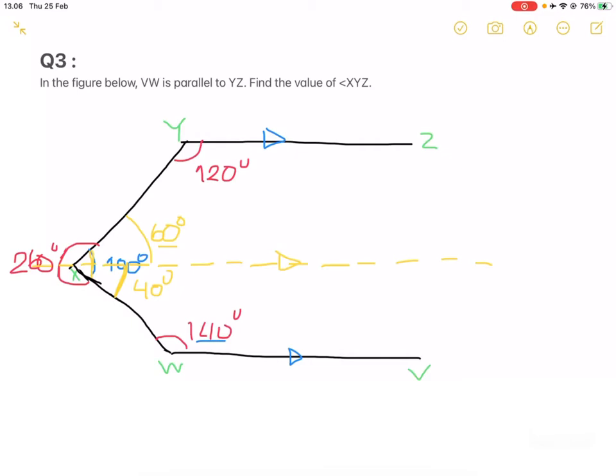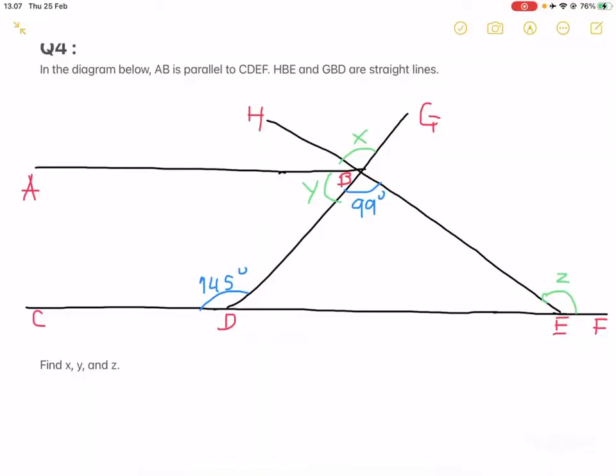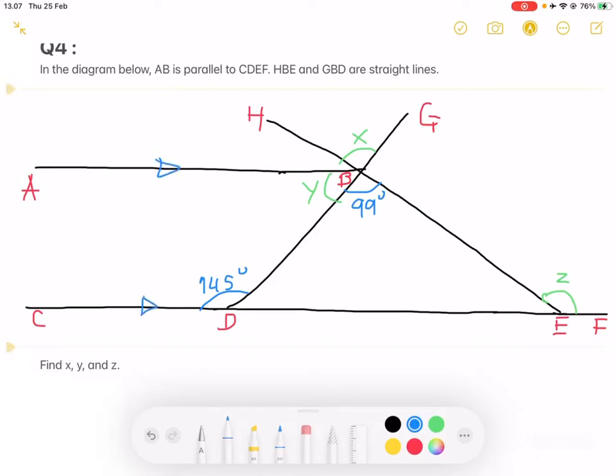So anyways, let's jump into the fourth question. Alright, for the fourth question, in this case, AB is parallel to CDEF, which is a straight line. And then we're also given that HBE and GBD are also straight lines. And from this diagram, we need to find the angles X, Y, and Z labeled right here.